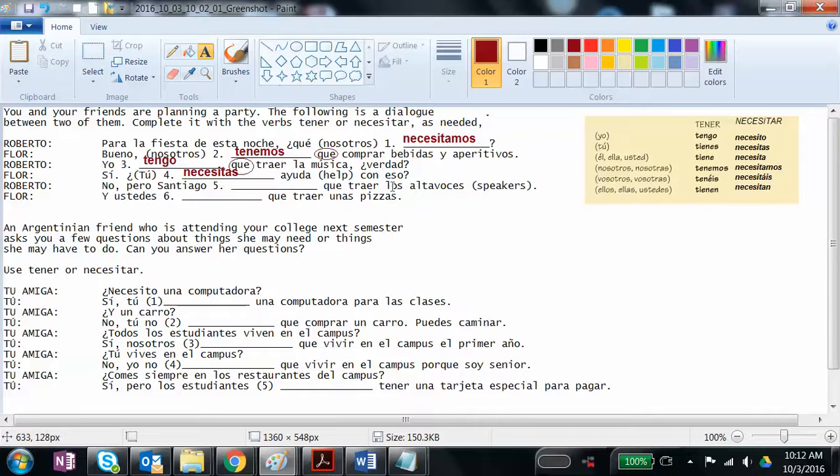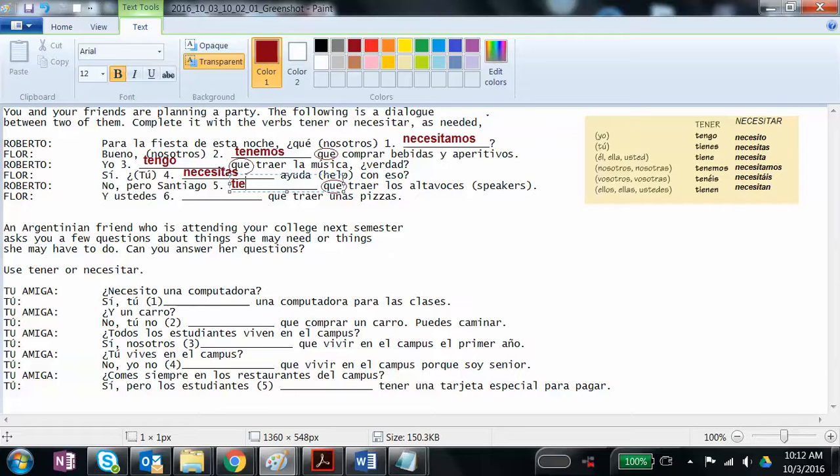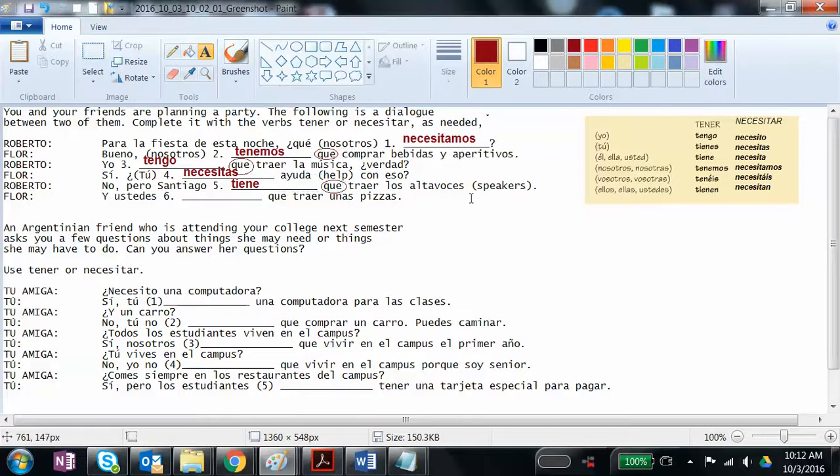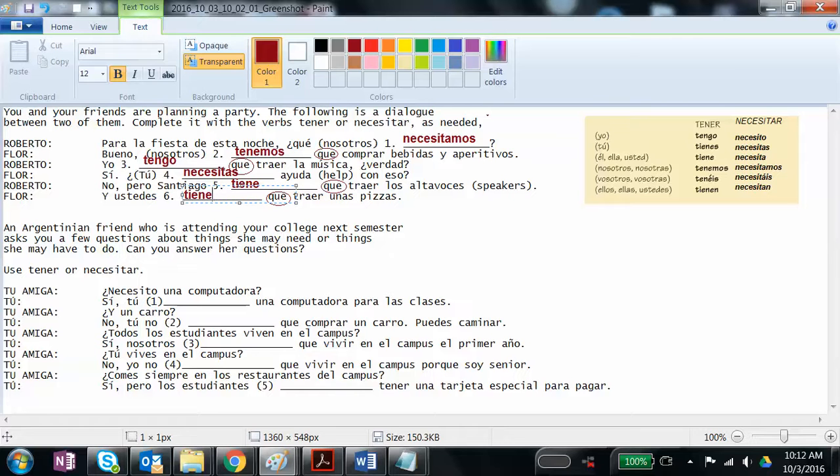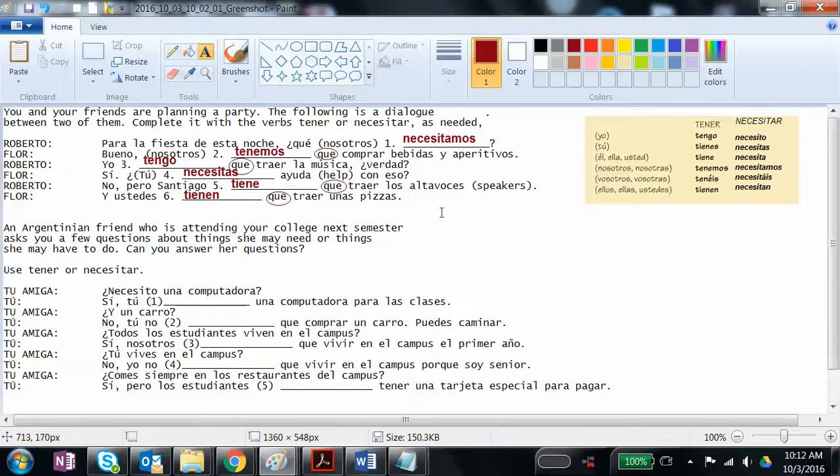Sí, pero Santiago blank que traer los altavoces. So Santiago has to bring, because we've got that que again, we need to use tener. And for Santiago, which is the same thing as él, we would use tiene. Santiago tiene que traer los altavoces y ustedes blank que traer unas pizzas. And again, because we've got que, we need tener. So ustedes tienen que traer unas pizzas.